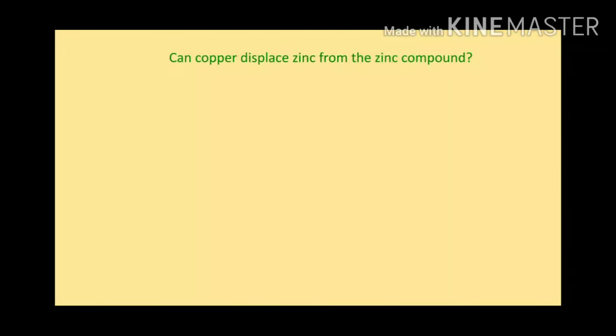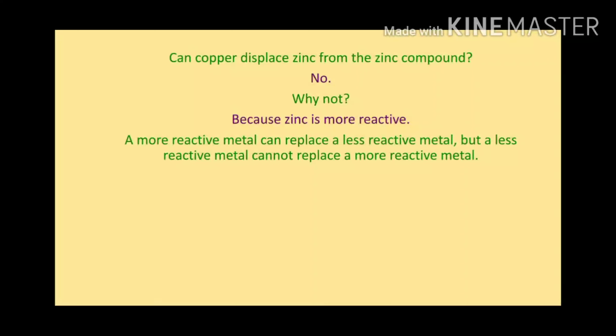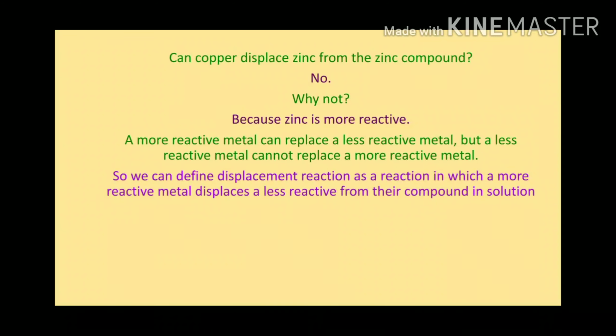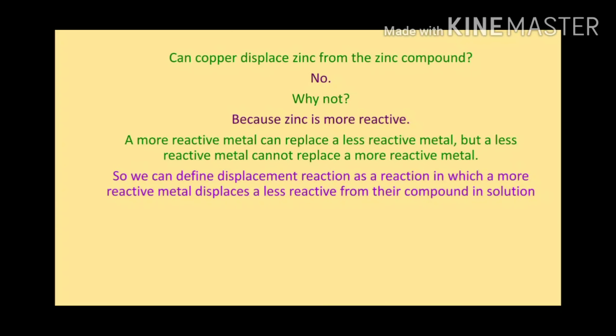Can copper displace zinc from the zinc compound? No. Why not? Because zinc is more reactive. A more reactive metal can replace a less reactive metal, but a less reactive metal cannot replace a more reactive metal. So we can define displacement reaction as a reaction in which a more reactive metal displaces a less reactive metal from their compound in solution.